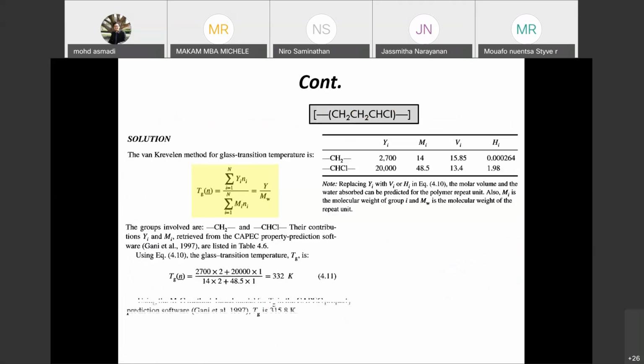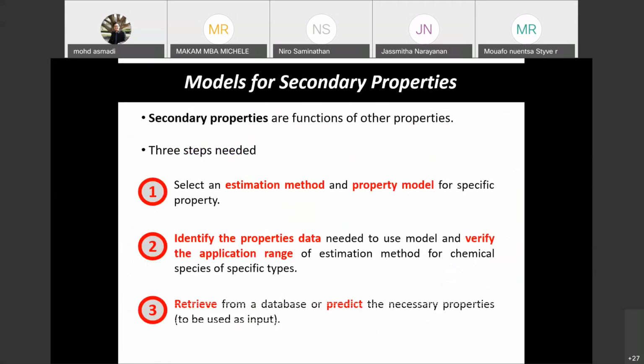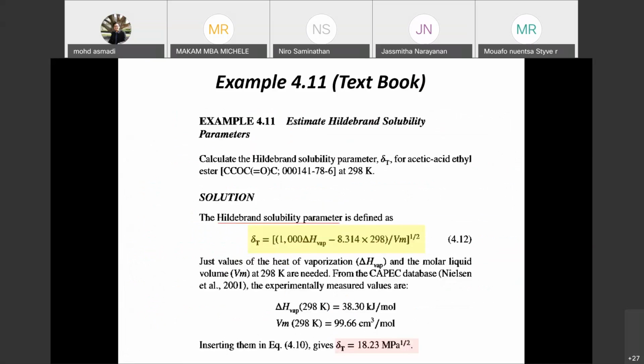If you remember from chemical engineering thermodynamics, how do you calculate the delta H vaporization? I hope you can still remember, in chapter 4. So you need that knowledge. After you substitute delta H with the value, actually this one is just determined from the CAPEC database. Just substitute, so we can calculate the Hildebrand solubility, about 18.23 megapascal. This is the parameter.